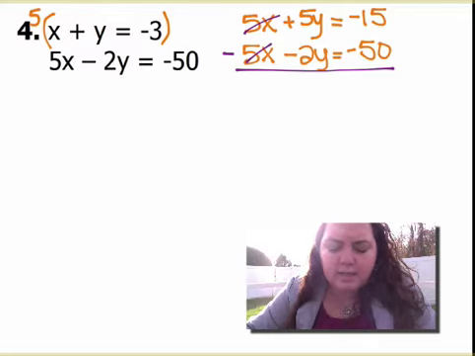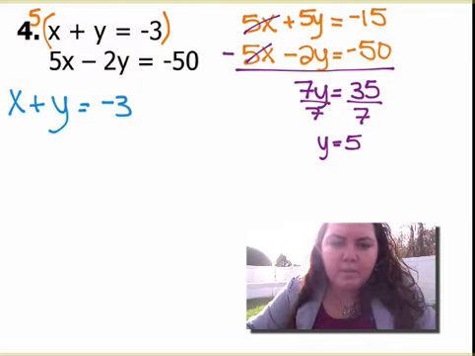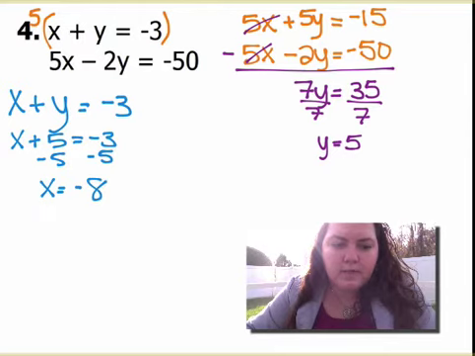5 minus negative becomes a plus, 2 is 7. 15 negative minus 50 negative. So that's negative 15 plus 50 gives me 35. So that's y equals 5. Now I can plug 5 in where I had a y, and I can solve for x. I get negative 8. So my solution is negative 8, 5.